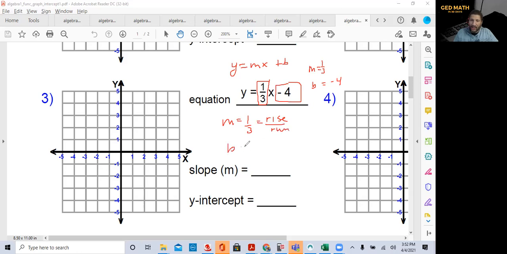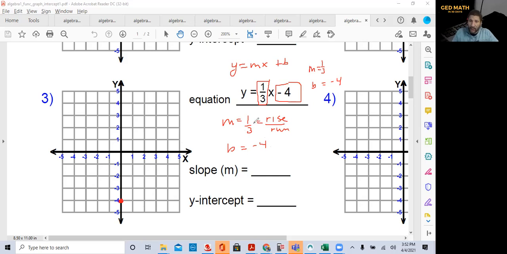I know my y-intercept is -4. Okay, so I know my first point on my graph is going to be my y-intercept. I know what that point is because I know the definition of the y-intercept, where my line crosses the y-axis. So my first point is going to be right here on the y-axis at -4. That easy. Now we're going to use our slope to get any other point on this line.